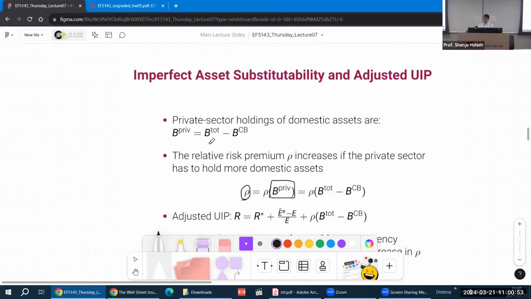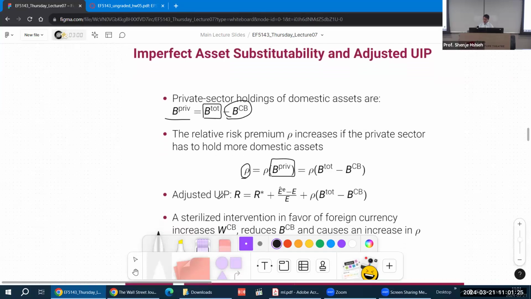Private holdings can be decomposed into 2 parts. They can be said to be composed of the total issuance of debt, that's why it's B TOT, minus central bank holding of debt. If the central bank decides to take some debt off the market, it could increase the creditworthiness of the country. But if it sells off domestic government debt, it could actually increase the risk of default for that country. So that's why we have this now augmented or adjusted UIP.